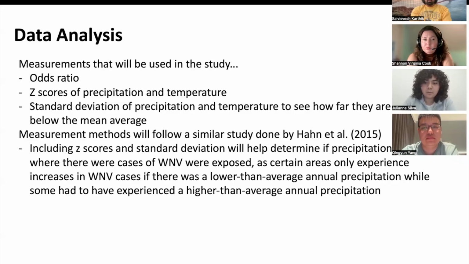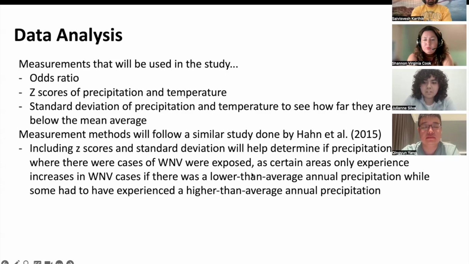Another analytic tool that might be used is calculating z-scores of the precipitation and temperatures in each area that is represented in the study, and how many standard deviations they are above or below the mean. In the study done by Han et al., this method was used to determine if weather patterns were changing to draw an association between West Nile virus incidences and changes in weather.